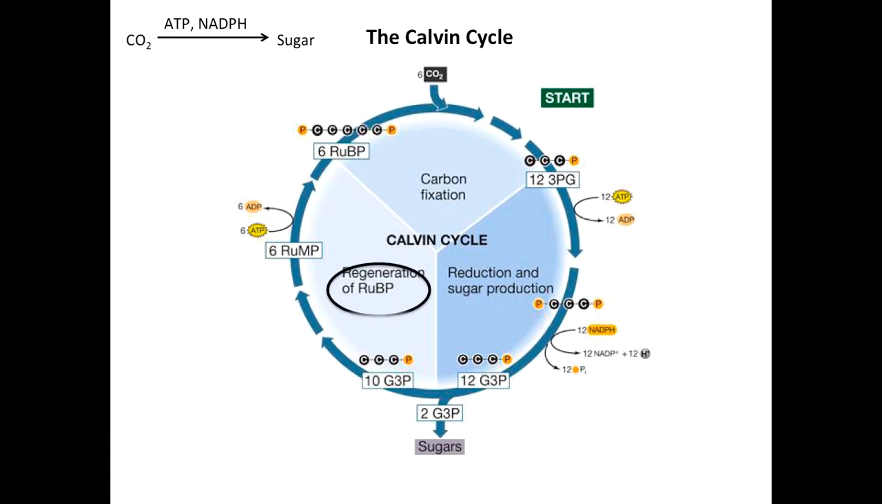In the final step, RuBP is regenerated. For every 3 turns of the cycle, 5 molecules of G3P are used to reform 3 molecules of RuBP. The remaining G3P is then used to make glucose, fatty acids, or glycerol. It takes 2 molecules of G3P to make 1 molecule of glucose. So the Calvin cycle has to run 6 times to produce 1 molecule of sugar.